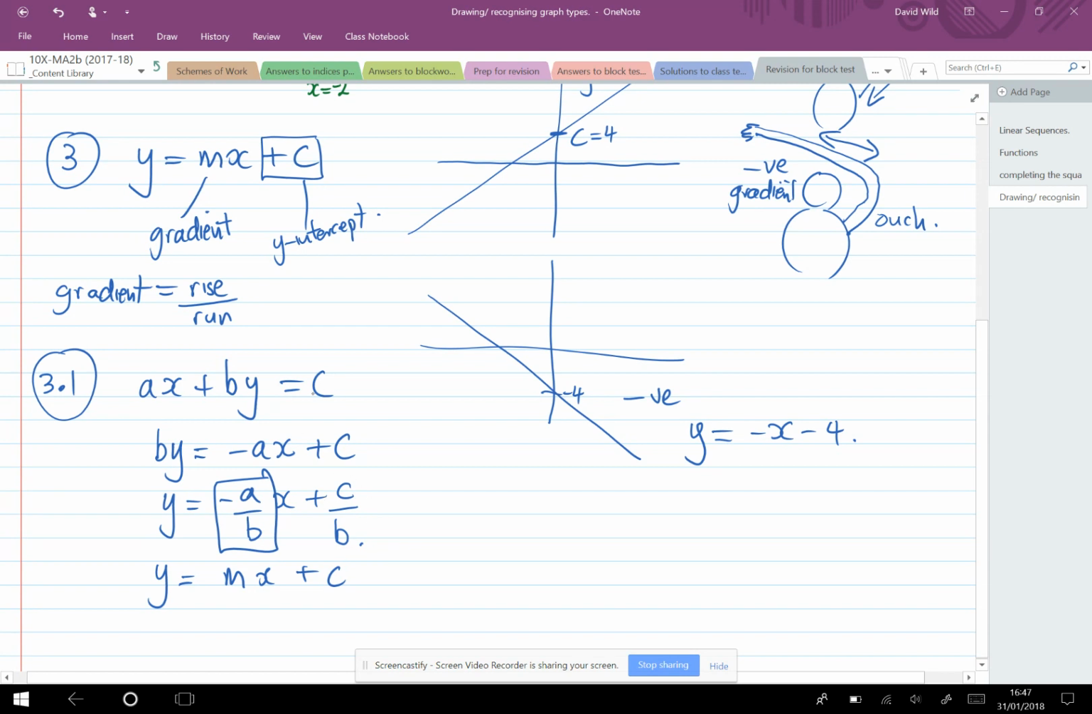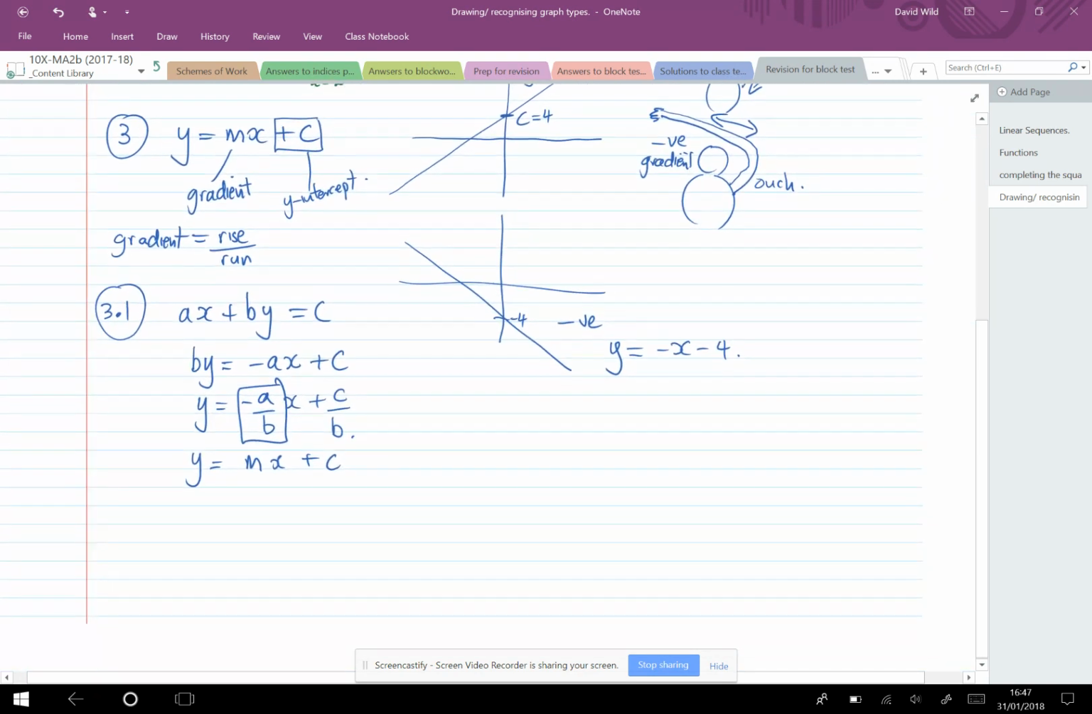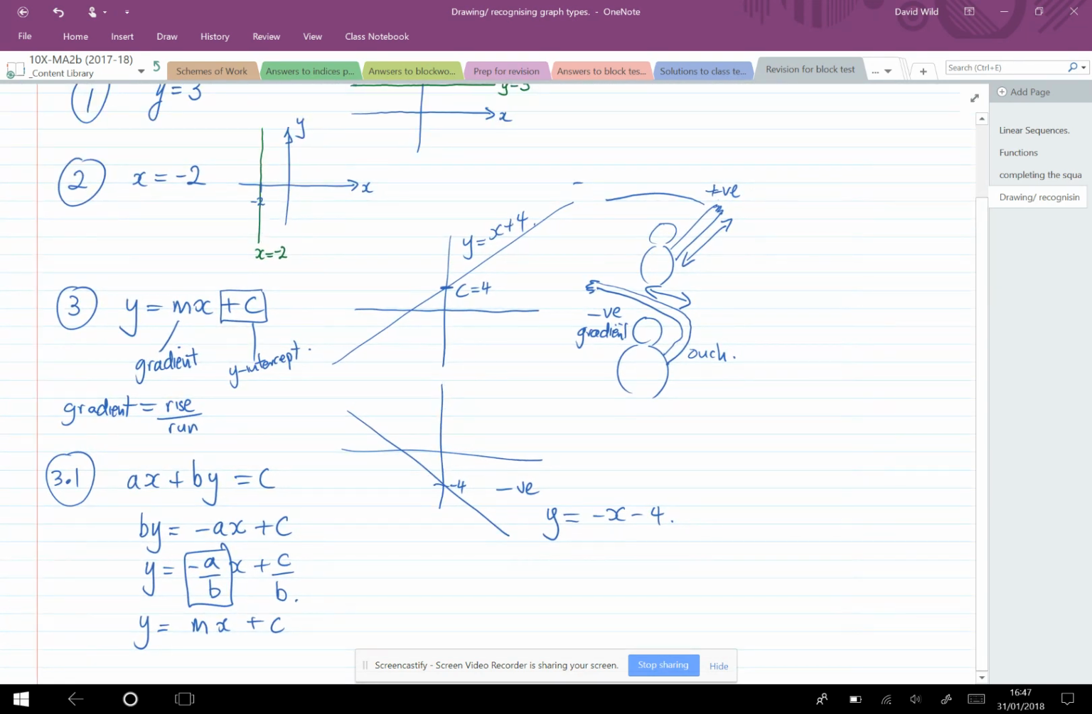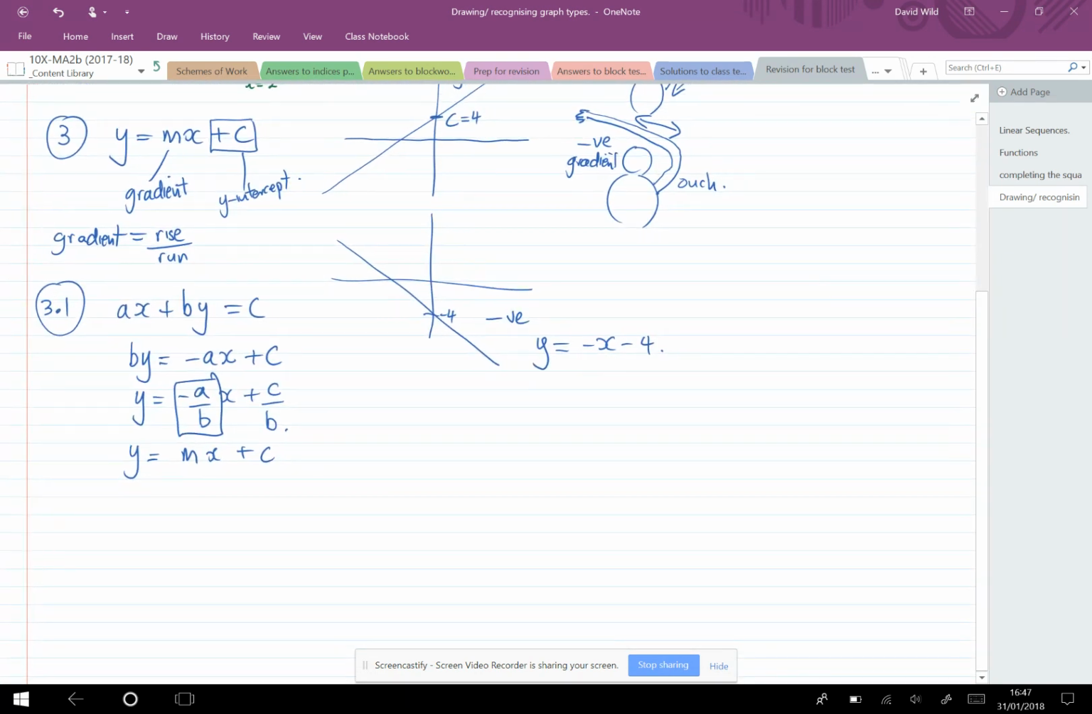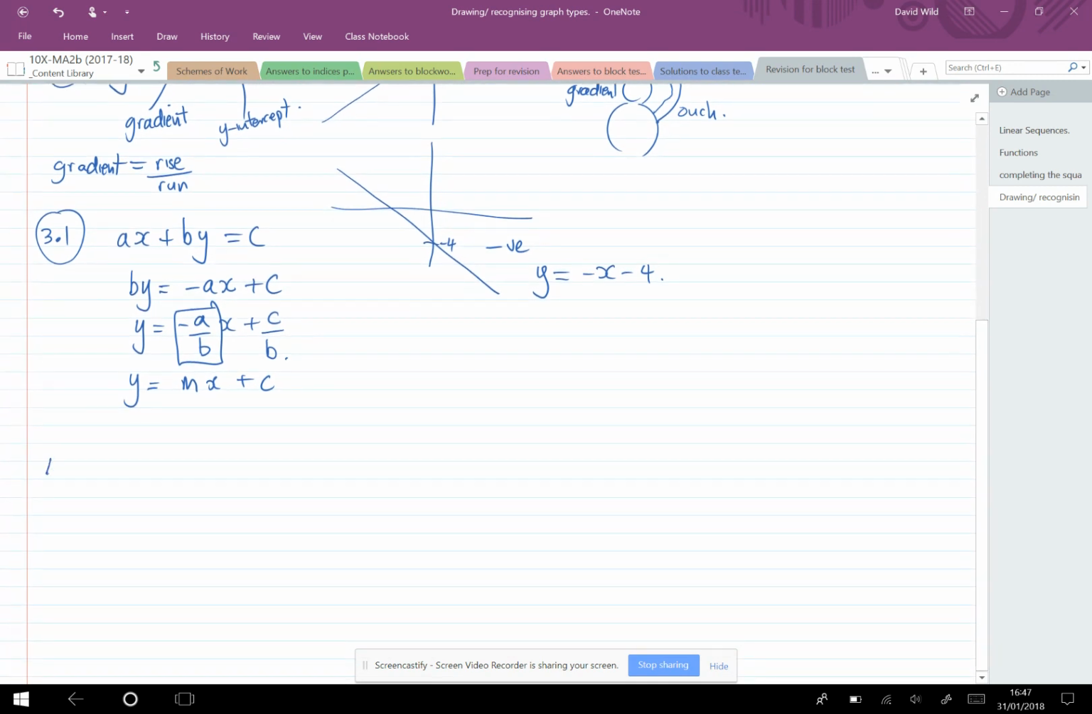But as long as they can be rearranged into y equals mx plus c form, they're still straight lines. So that's horizontal lines, vertical straight lines, and other types of straight lines that aren't vertical or horizontal. They're actually called oblique lines, but anyway. Other types of things we might need to know are quadratics.